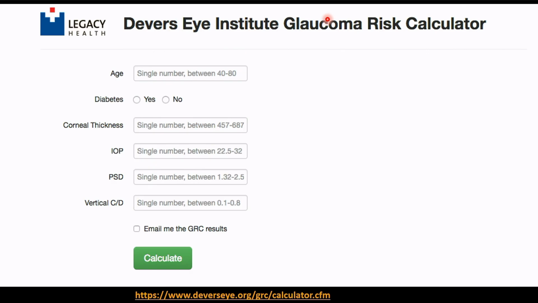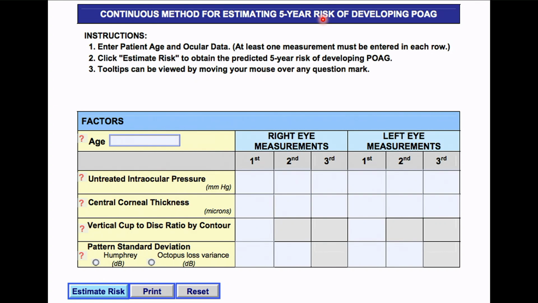So this is one of the websites that can give you the risk. You put in all the information, then you calculate, and it will give you the number as a percentage. And this is the one in the website for the Ocular Hypertension Treatment Study. This is the continuous method. You need to put in the age of the patient and all the measurements you did for the patient. This is usually more accurate than the point system.